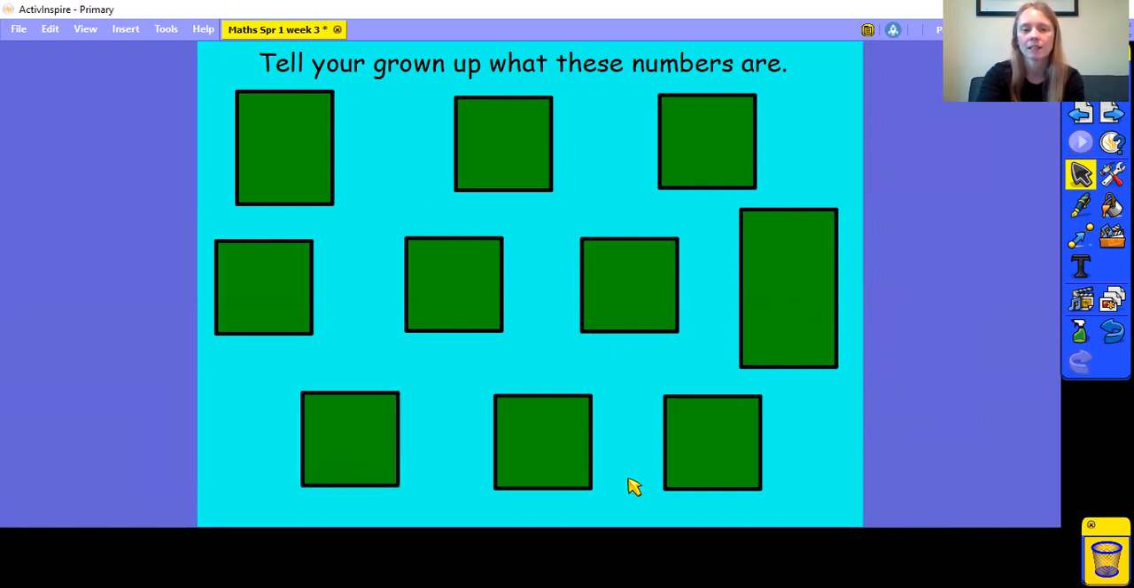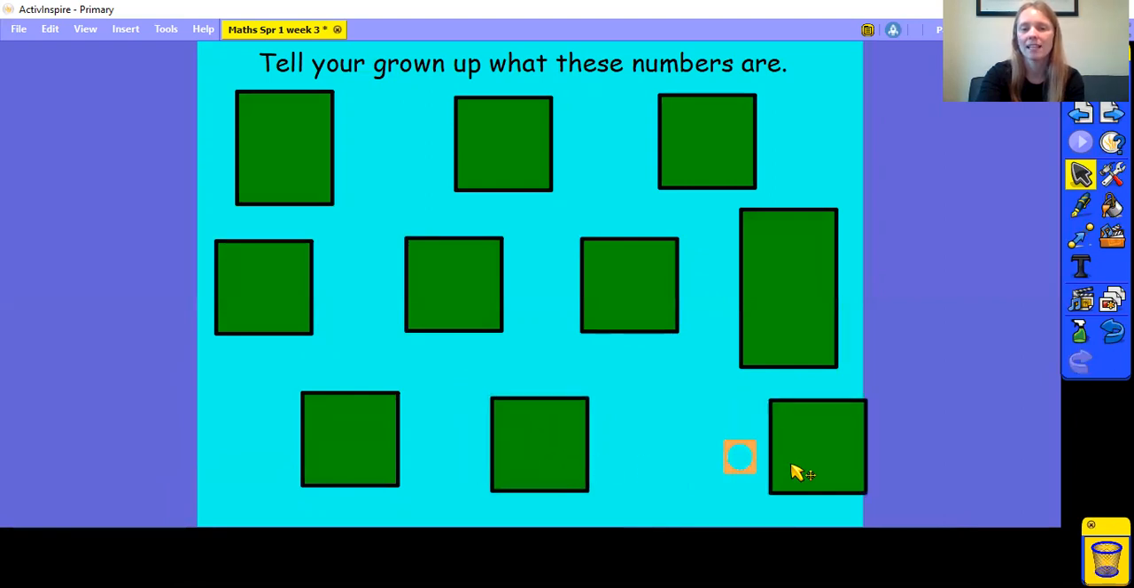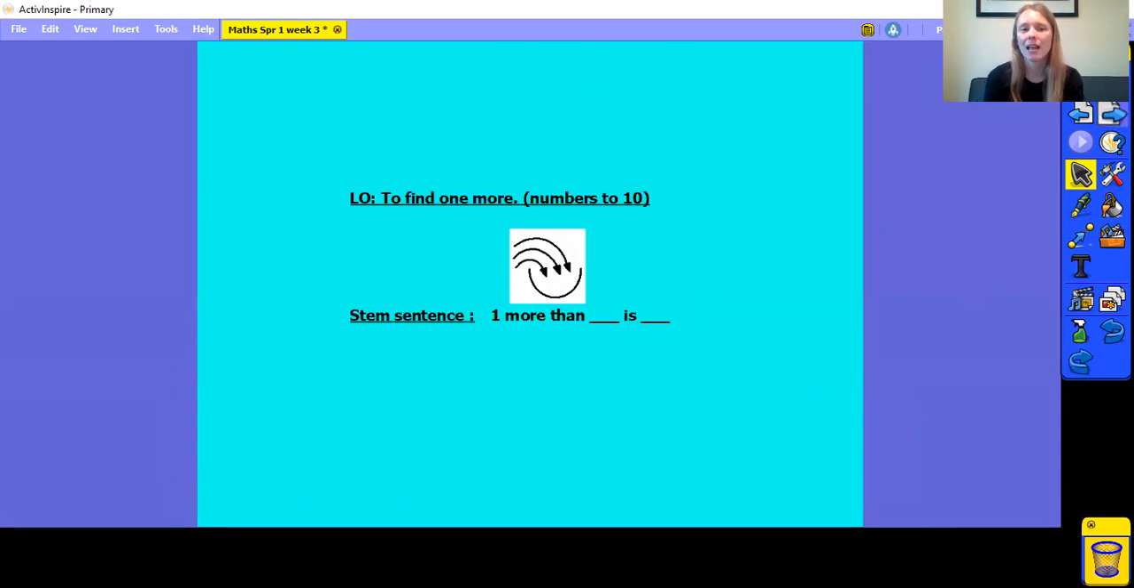What about this one? Yes, this one is the numeral 9. And the last one, yes, this is a Numicon piece that's showing us 1. Our job today is to find one more using numbers up to 10.